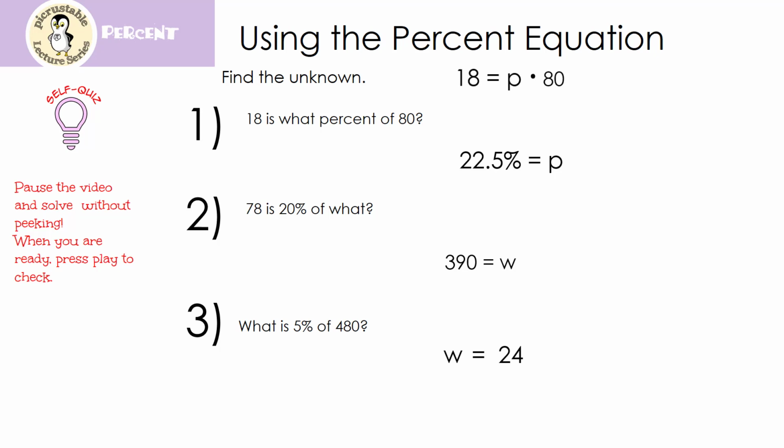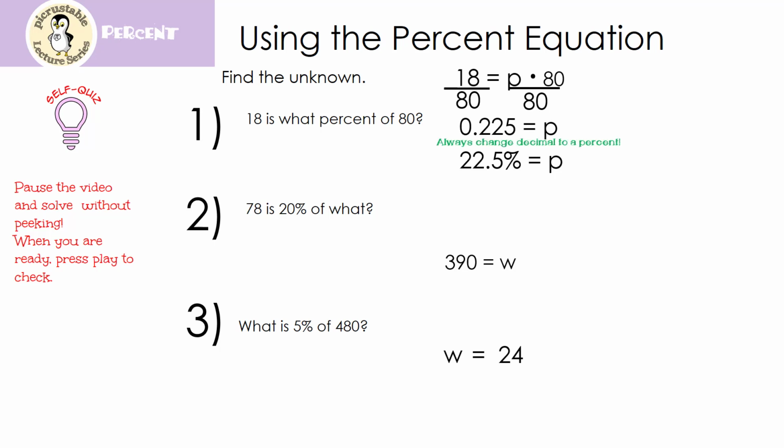The equation for the first one is 18 equals P times 80. Remember, is equals, what percent, I like to put a P, of means multiplication, and 80 is just itself. We want to get P by itself. The opposite of multiplication is division. But if I do it to one side of the equal sign, I have to do it to the other side. So it turns out that 0.225 is P.